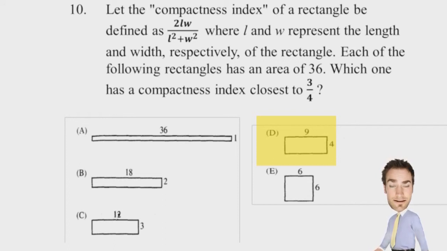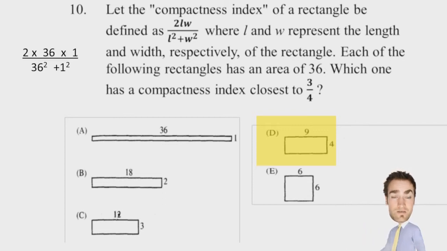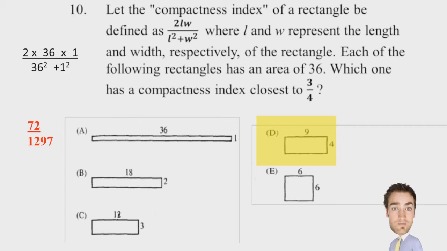For example, in choice A, you know the length is 36 and the width is 1, so using that formula that they gave you, 2LW over L squared plus W squared, you end up with 2 times 36 times 1 over 36 squared plus 1 squared. If you work all that out, you get some amazingly odd fraction, 72 over 1,297. Just doing it in my head, it's about 0.05 something, so it's very, very small.